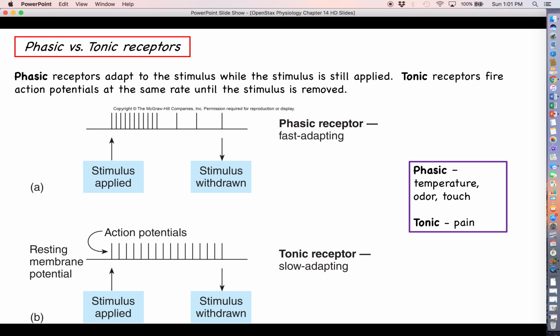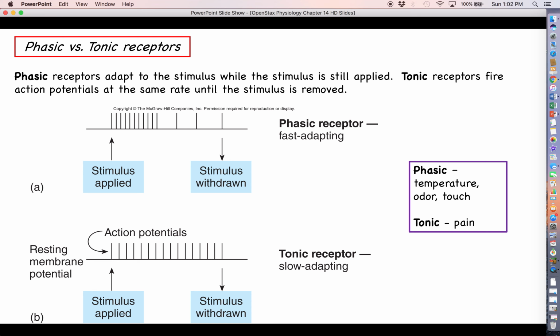Now, the other example is what's called a tonic receptor, and really tonic receptors only refer to one type of sensory modality, and it's about the worst one you can imagine: pain. No matter how long you have been injured or something has been hurting you, pain is pain. You don't ever get used to pain, and that's because pain receptors, or what are called nociceptors, are of the tonic variety, meaning that there is no adaptation.